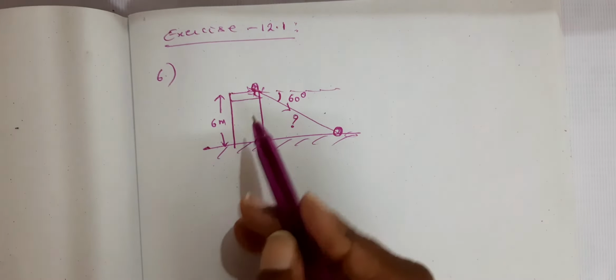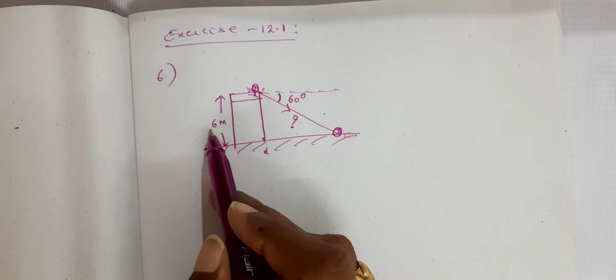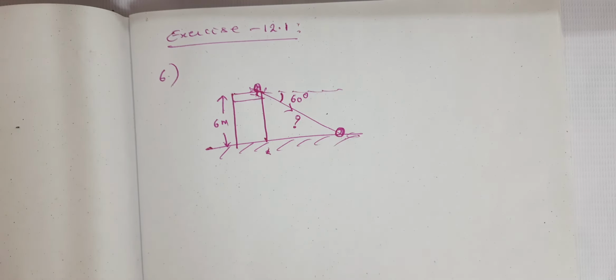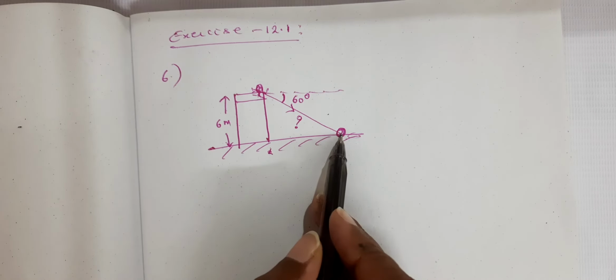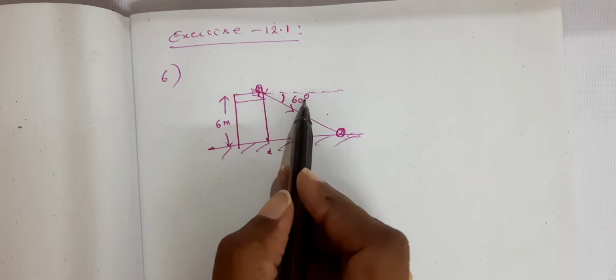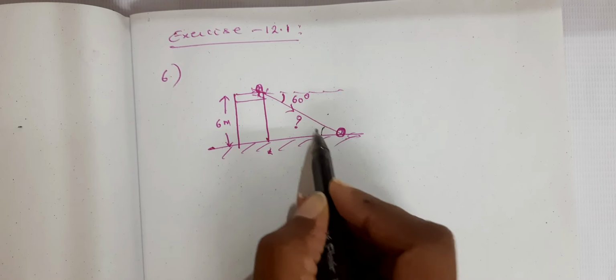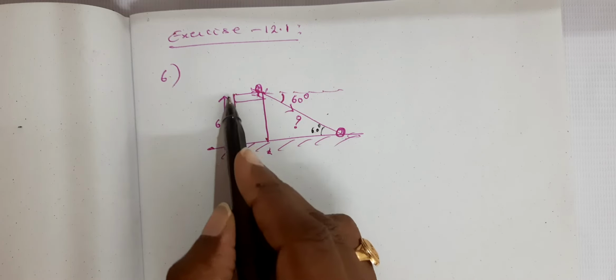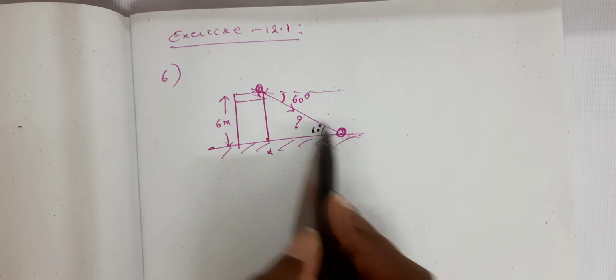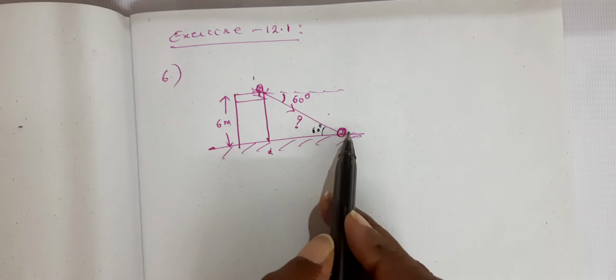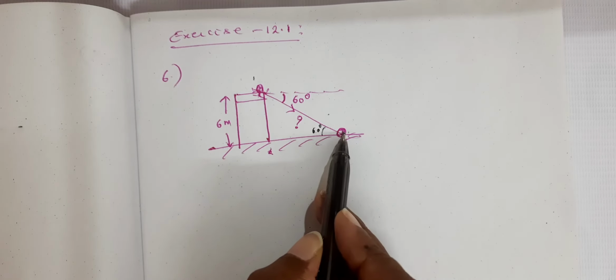So here this is the height of the building, 6 meters. This is the target, right? And from the top of the building, you are aiming at the target, where the angle of depression is 60. See, these two are parallel lines. Therefore, if this is 60, this is also 60 degrees. We have the height, we need the hypotenuse, because the distance between the person and the target is asked. That means this hypotenuse is asked.